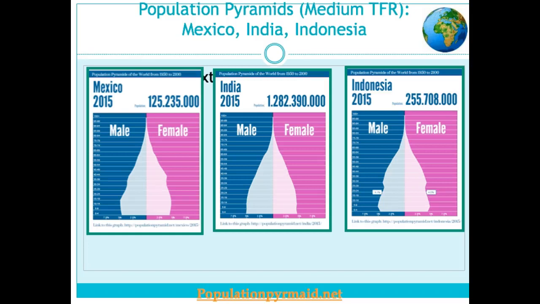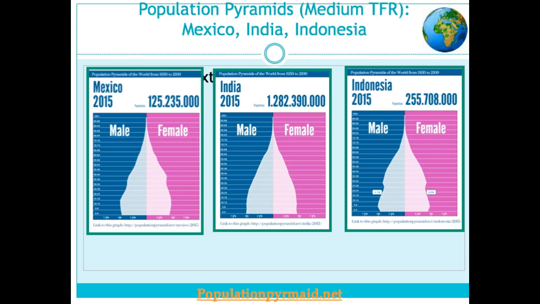Hi students, this is the second part of the module one presentation, and we're looking at population pyramids. We just looked at population pyramids from three high total fertility countries, Mali, Somalia, and Angola. Now we're going to look at three examples of medium total fertility rate populations, looking at Mexico, India, and Indonesia.